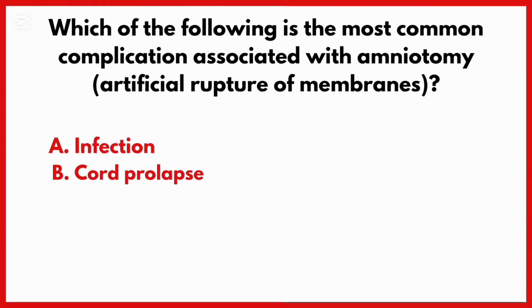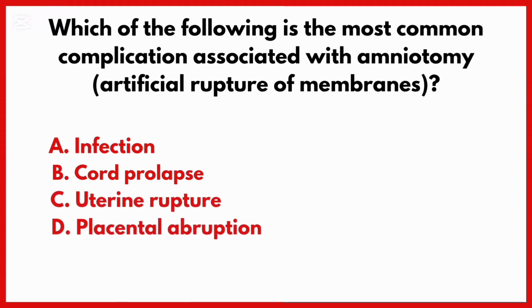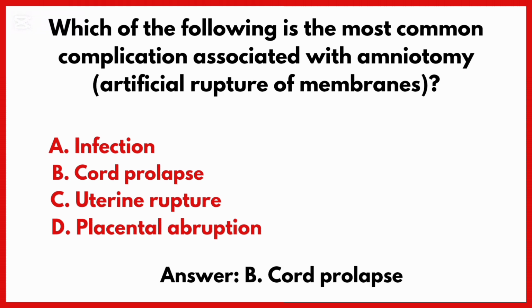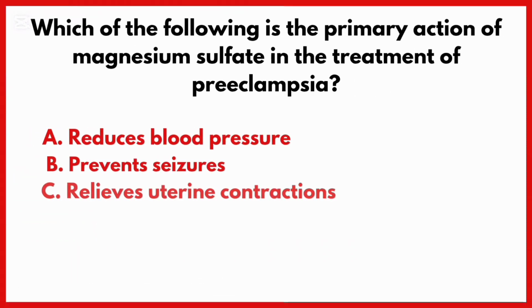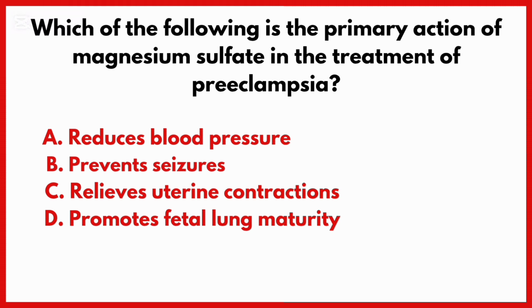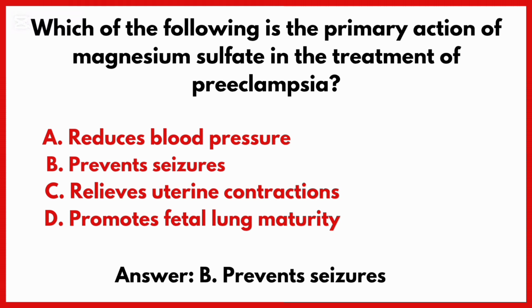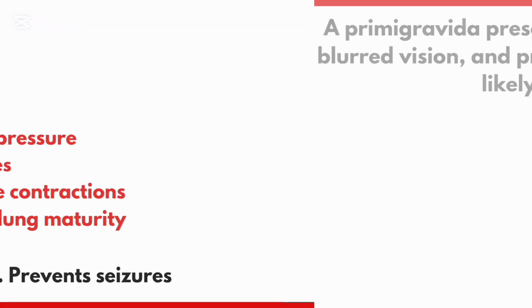Which of the following is the most common complication associated with amniotomy? Correct answer is option B, cord prolapse. Which of the following is the primary action of magnesium sulfate in the treatment of preeclampsia? Correct answer is option B, prevents seizures.